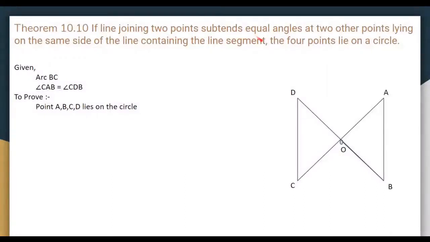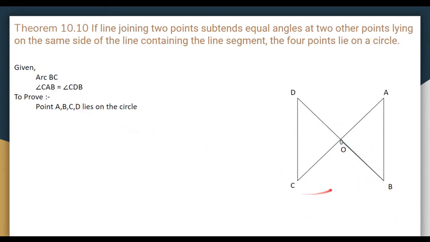Two points subtend equal angle at two other points lying on the same side of the line containing the line segment. The 4 points lie on the circle. A line joining 2 points subtends equal angle at two other points. Now the line joining 2 points subtends equal angle at some other points. Then we have to prove that all the points A, B, C, D lie on the same circle.